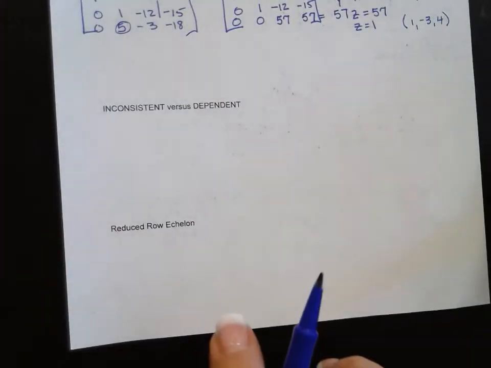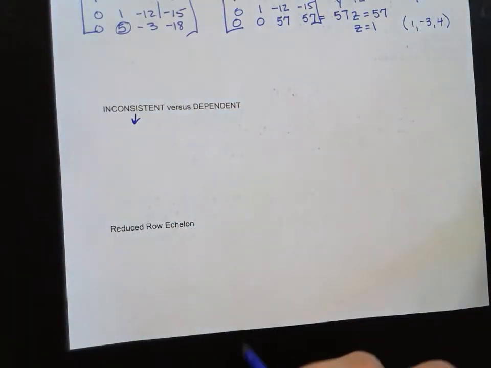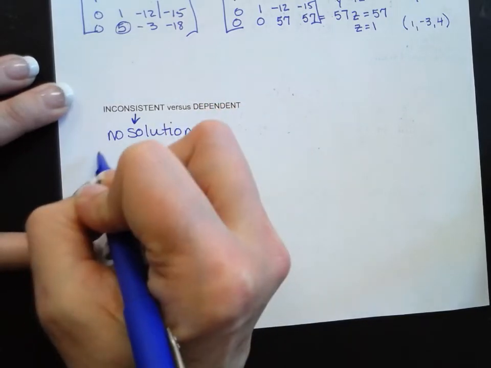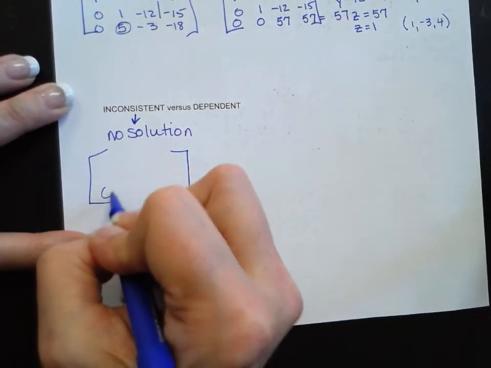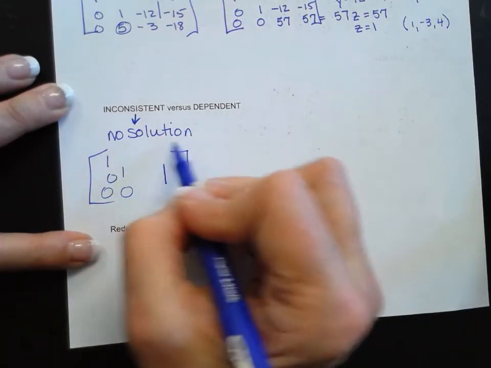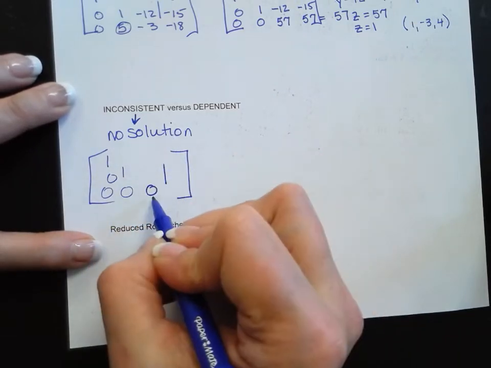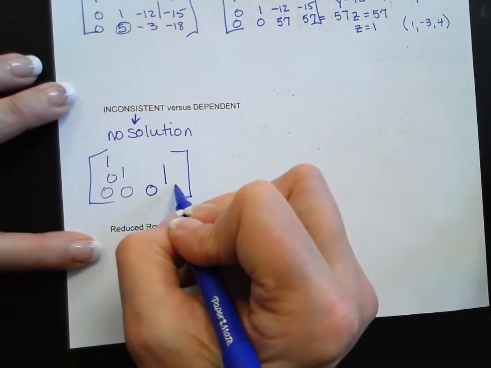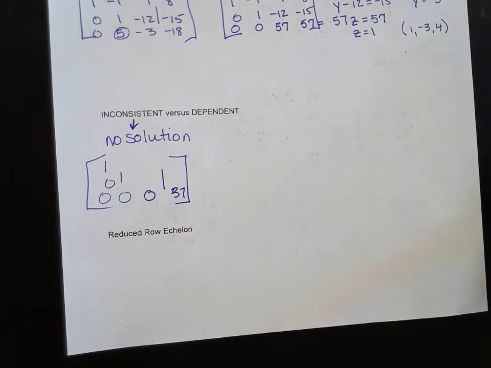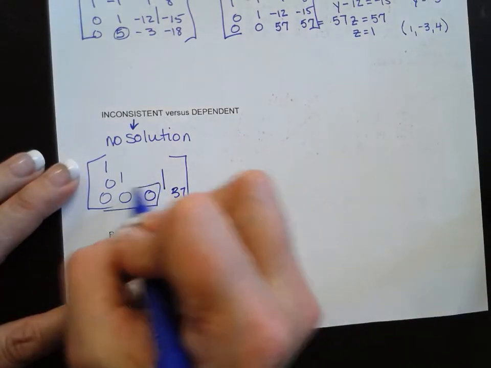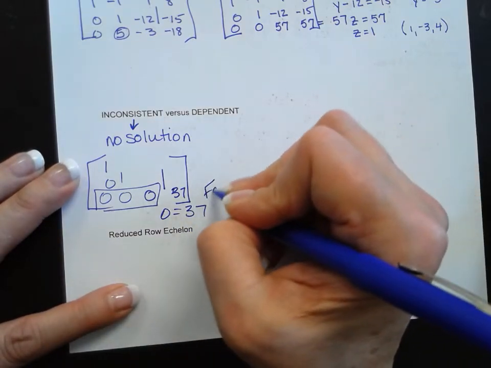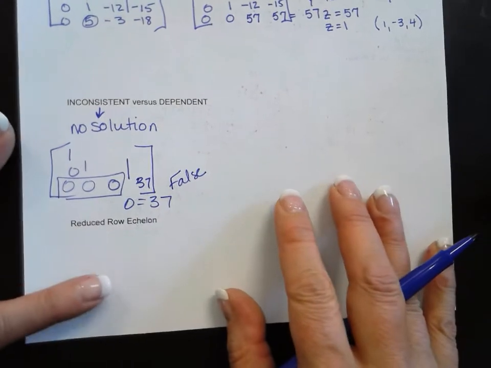Now, I want to talk about 2 more things. Inconsistent is when there's no solution, right? When you get your 0, 0 and your 1, 1, 0, okay? If it's no solution, you're going to get a 0 over here, and you're going to get some number over here, all right? So basically, if you tried to put that back into an equation, you have no variables. So it's just like 0 equals 37, the false statement, okay?